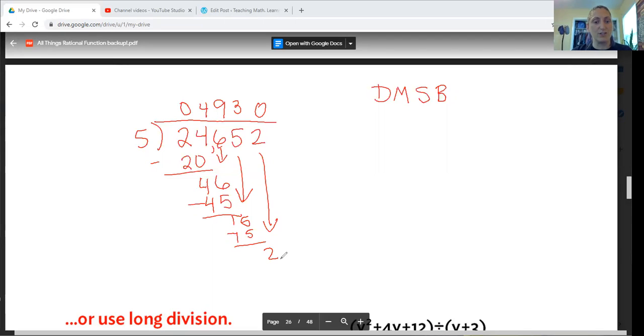That's the same thing as saying it's 2 divided by 5. So it's 4,930 and 2 divided by 5, or 2/5. Okay, it's a mixed number.